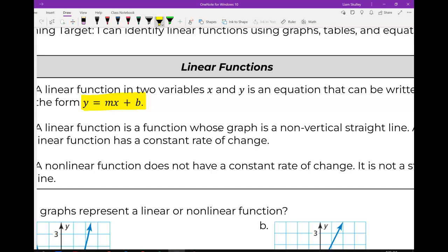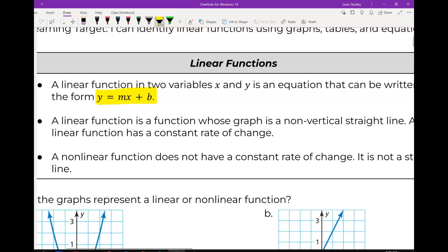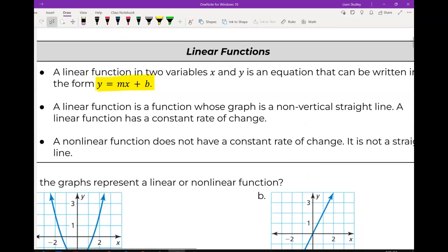All right, so that's the form. That's one important thing we'll have to remember: y equals mx plus b. Yesterday we talked about functions, now we're talking about a specific type of function, a function that is linear.